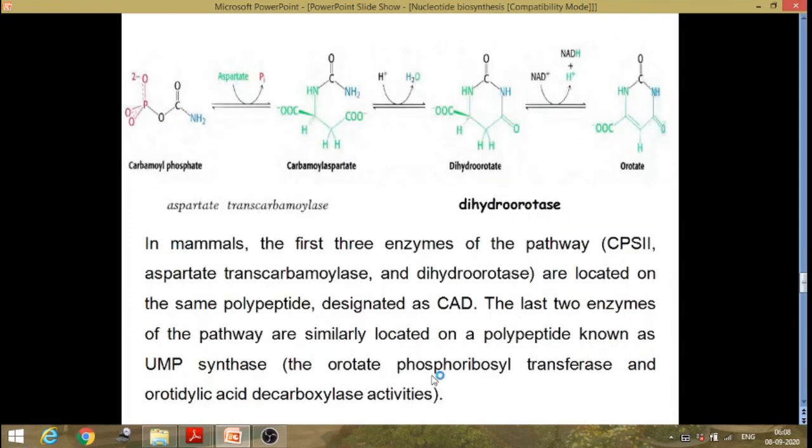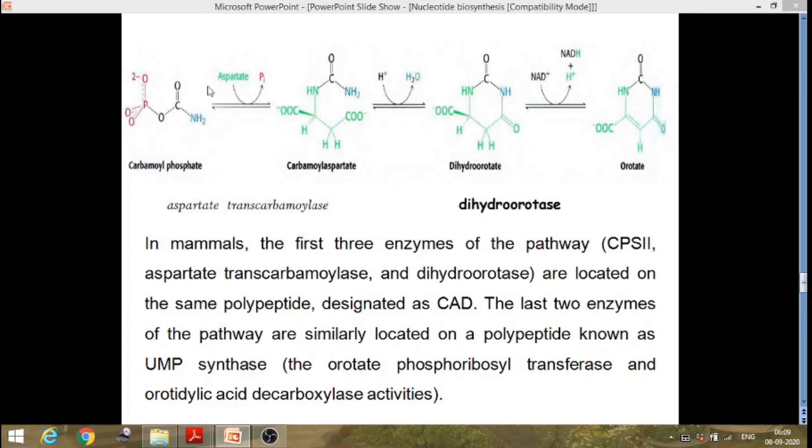तो अब कार्बोमाइल फॉस्फेट बन गया है. Next is that the amino acid aspartate reacts with carbamyl phosphate to form carbamyl aspartate. Then carbamyl aspartate readily cyclizes to form dihydroorotate. So carbamyl aspartate then gets converted to dihydroorotate, and this is a cyclic ring. And this dihydroorotate then gets oxidized by NAD to form orotate. So this is the first pyrimidine ring just formed.